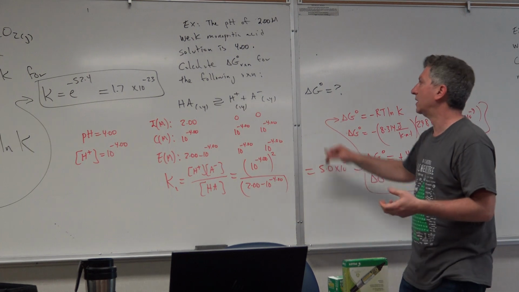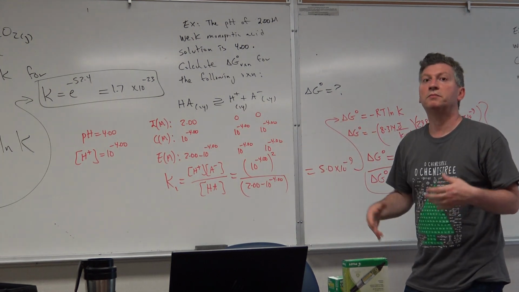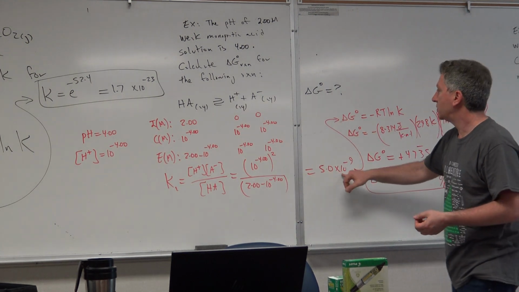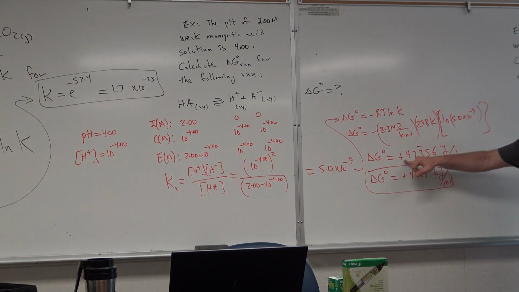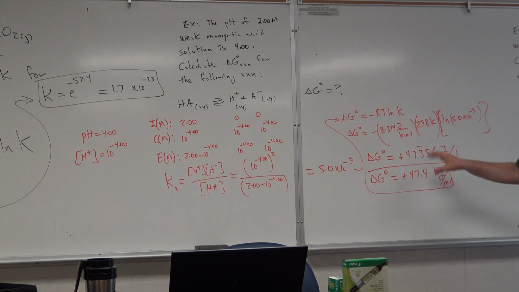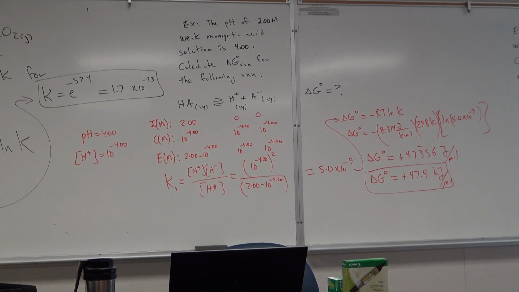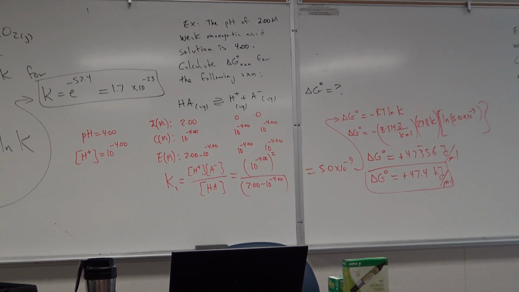What does that tell you about the delta G standard for this? Well, it must be very positive. So we plug it into here and you solve for it, and it comes out to plus 47,356 joules with only 3 sig figs. When you convert into kilojoules, it's 47 kilojoules per mole, so it's positive. So that's what you will get for this. So the delta G standard for all weak acid ionizations will be a very positive number like you see there.